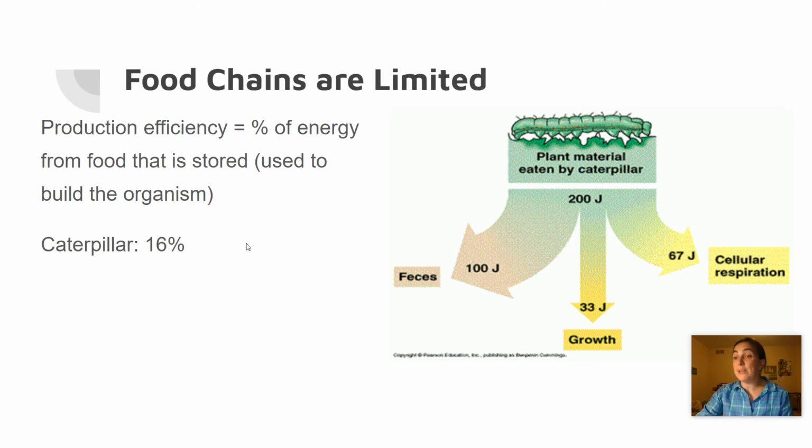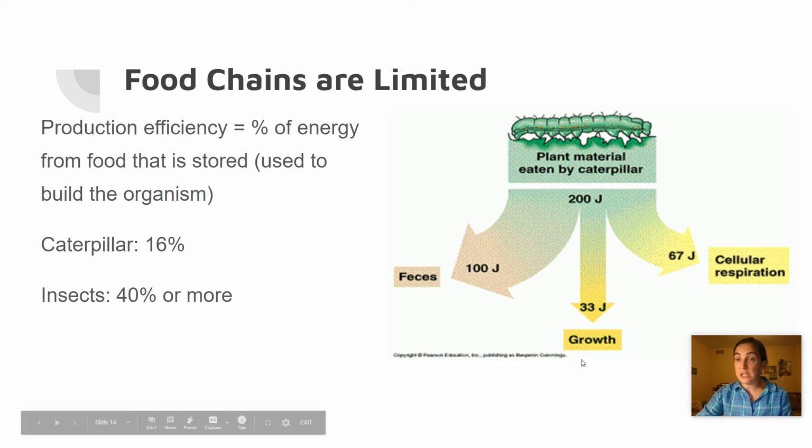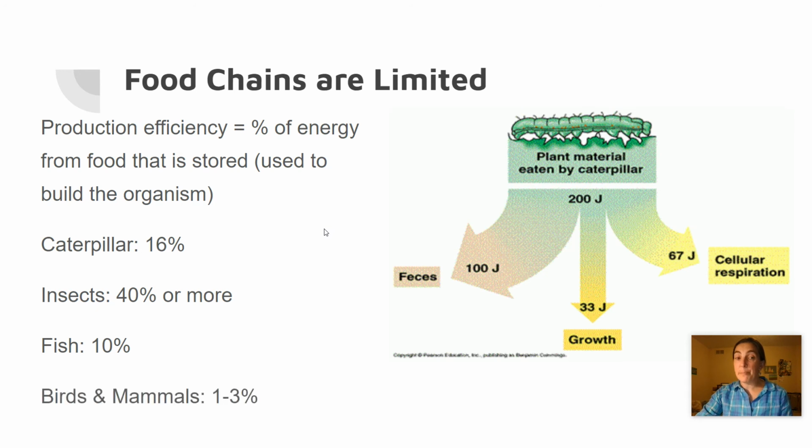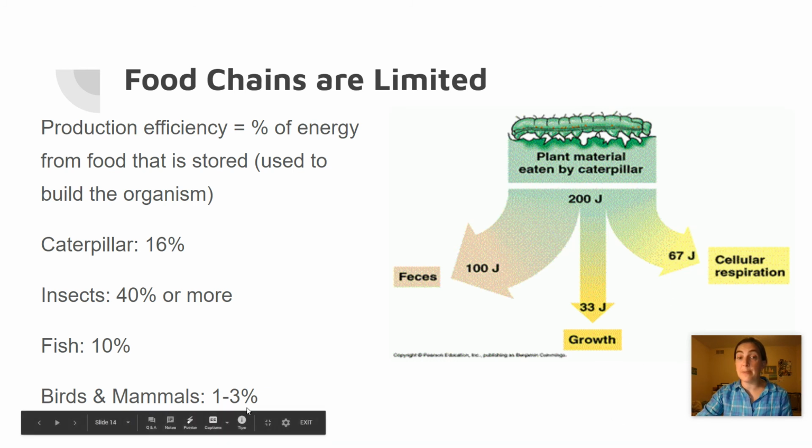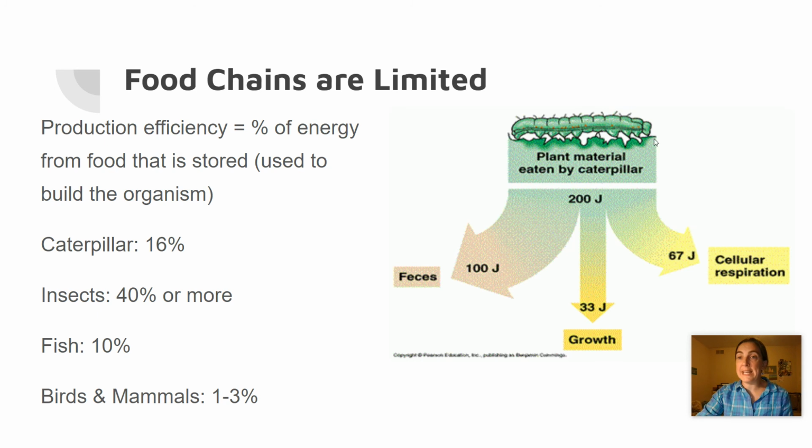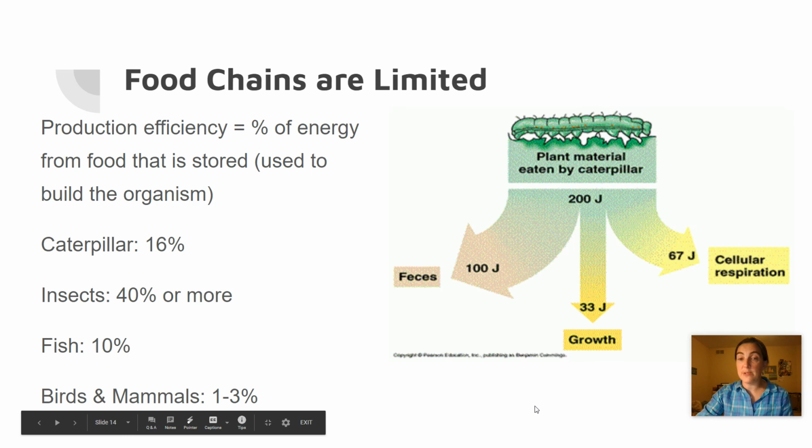And this number can vary quite a lot depending on what type of organism you're talking about. Insects tend to have a really high production efficiency. They get a lot of the energy out of their food and use it for growth. Fish, it's about 10%. Birds and mammals are fairly low. And one of the big reasons here is we use a lot of our energy for cellular respiration to help maintain our body temperature. So because birds and mammals are warm-blooded, their production efficiencies are much, much lower. Production efficiency really focuses on an individual organism and how efficient it is at getting the energy from its food and using it for growth.